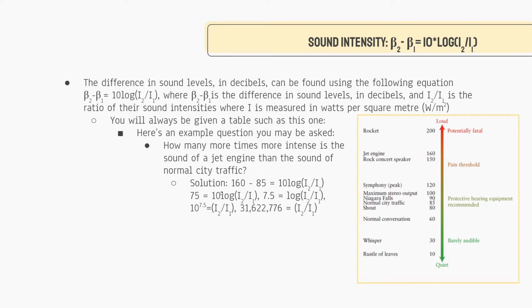And so 10 to the power 7.5 is 31,622,776. Therefore, our answer is that the sound of a jet engine is around 32 million times more intense than the sound of normal city traffic.